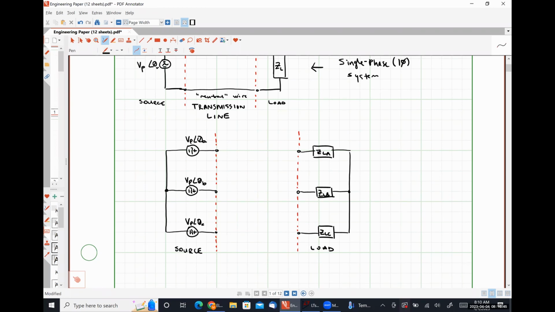And then once again, connecting our source to our load will be transmission lines, where this is our A phase line or wire. Here we have our B phase transmission line. And here we have our C phase line. Okay. So we're going to get into some notation things here in a moment, but I want to talk about why we might use a system like this.